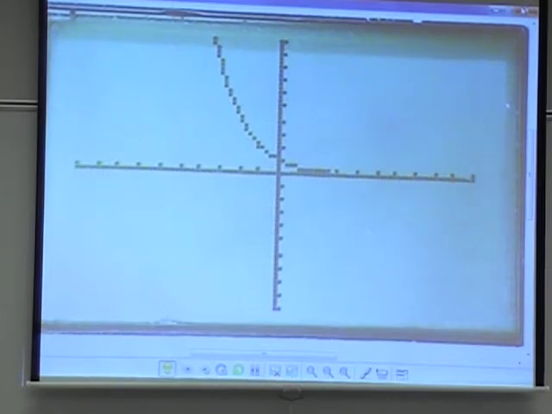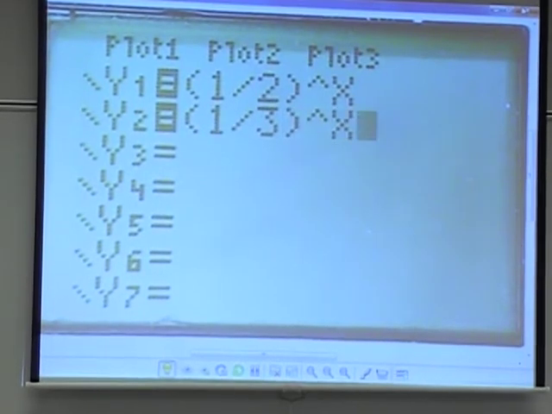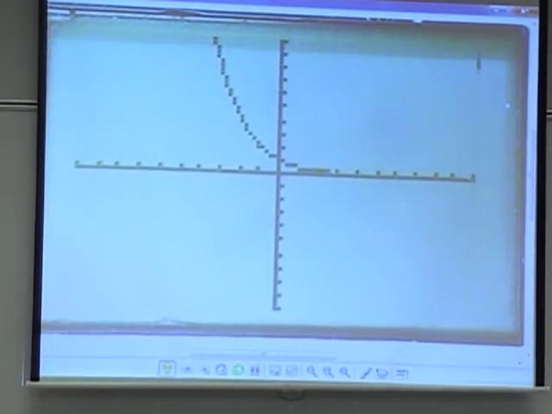Well, if x is 0 in each of these, what's anything to the 0 power? 1. Okay? So all of these are going to go through the y-axis at 1, unless I add or subtract something from x. Alright, now, go back and put in 1/3 to the x. Tell me what happens. And then 1/5.